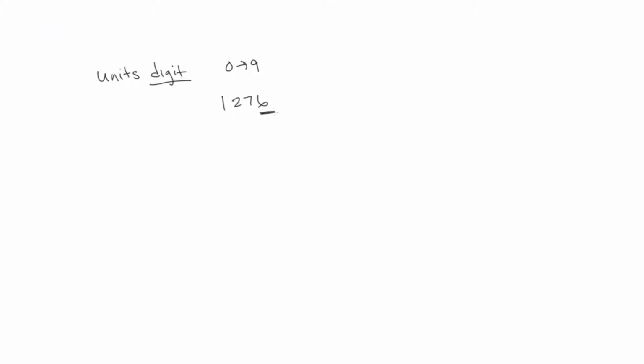1276, this would be the units digit or the ones digit. They use both of these words. This would be the tens digit. Here would be the hundreds, and thousands and 10,000s, 100,000s, etc.